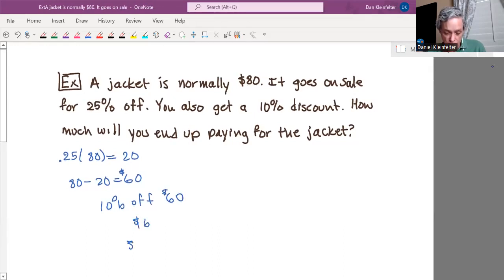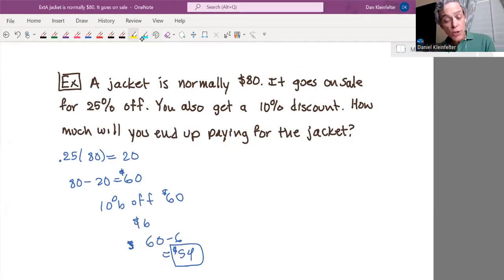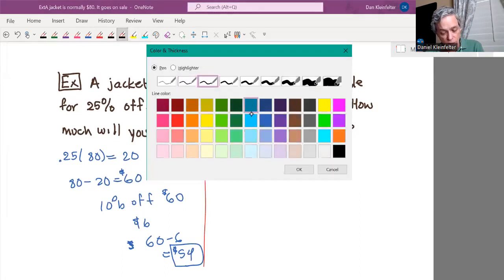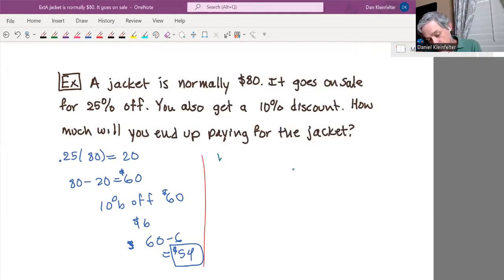So 60 minus the $6 will leave you with a price of 54. So you're going to pay 54. Okay. So it's important to note that you're not getting 35% off, right? The percentages don't just add like that. So just to be sure, let's see what 35% off is. I know you had 25% off in the first place, and then 10%.